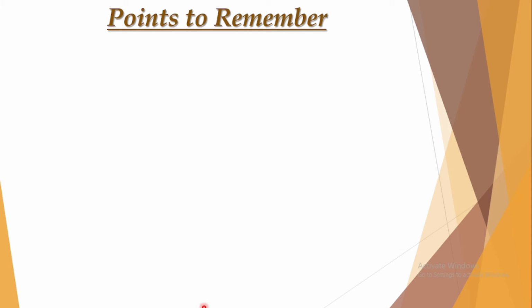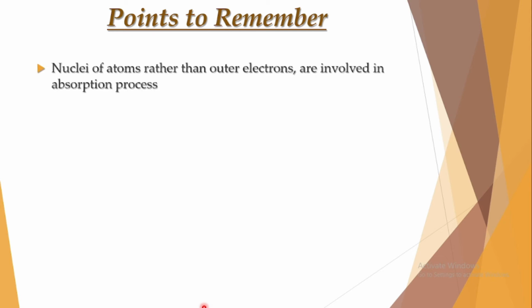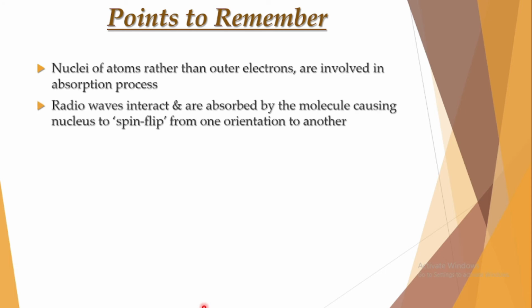And the energy transfer from the ground energy to the higher energy level is achievable only when an external magnetic field is applied. And the main thing is that here nuclei of atoms are involved and not the outer electrons as in case of ESR. So instead of electron we are having nucleus or proton in case of NMR spectroscopy. And the second difference is that here radio waves are interacted and they are absorbed by molecules, causing nucleus to spin flip from one orientation to another.